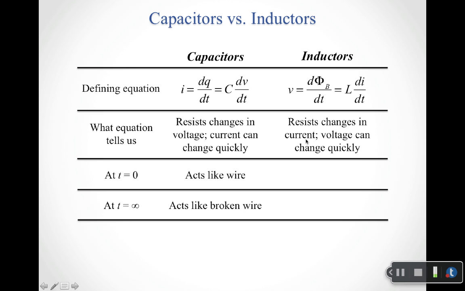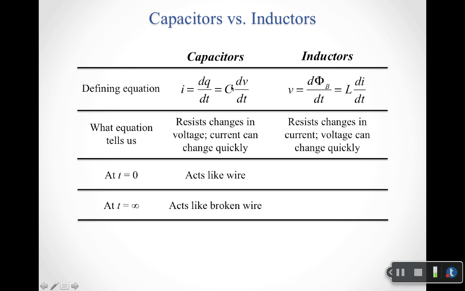So what is this equation trying to tell us? Well, it's trying to tell us that inductors resist changes in current. So an inductor wants the current to stay what it was before. And so in order to get the current to change, the current will start changing and you'll have a back EMF. You'll have a back EMF first and then you'll see differences in the current.